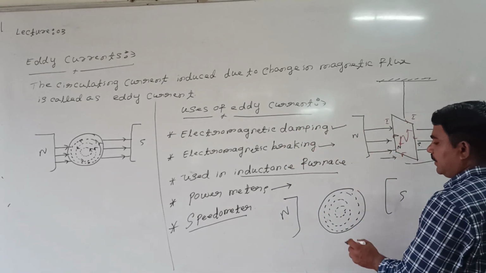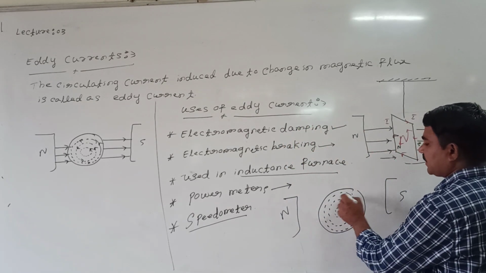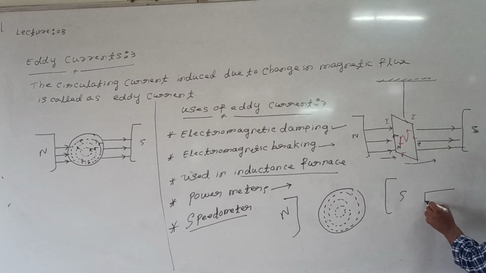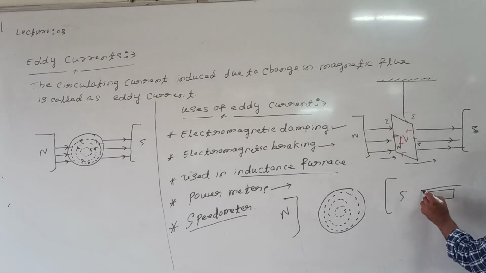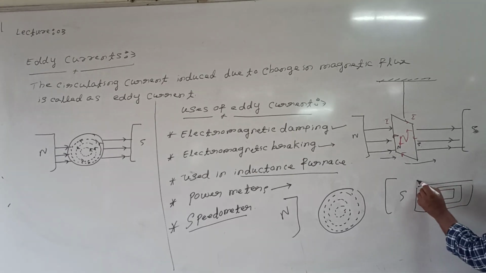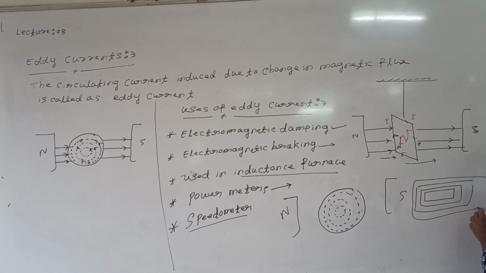Look at it. The solid surface is made with a number of thin plates like this. I can take this as one thin plate. This is one thin plate. This number of thin plates can be insulated from each other. So, due to the change in magnetic flux, in one plate current can be produced. In this second plate current can be produced. In this way current can be produced.